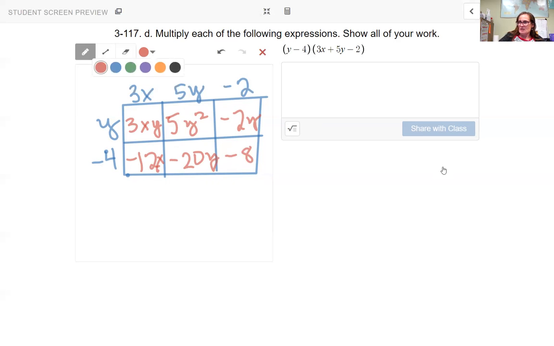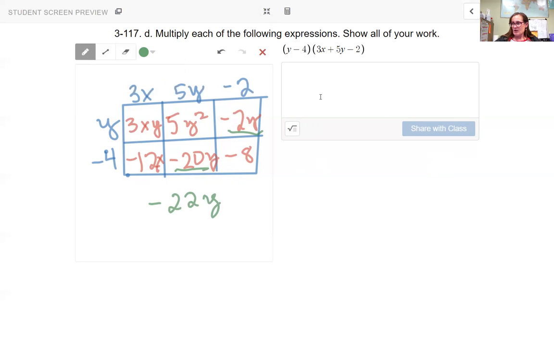All right, so now I'm ready to combine like terms. We've got 3xy, 5y squared, negative 2y, negative 12x, negative 20y, and negative 8. So I have a negative 2y and a negative 20y. I can combine those two together. Negative 2y plus negative 20y, that's a negative 22y. And that's all that we can combine on that one.